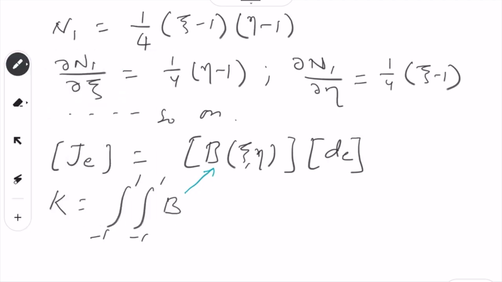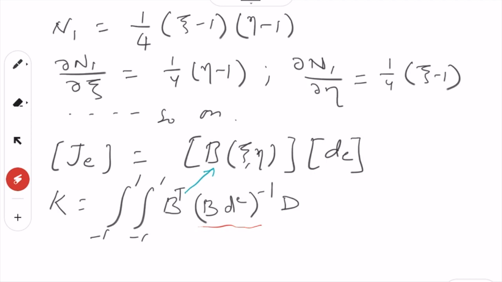So this becomes B transpose, and then J E transpose, but J E inverse. So we are going to write J E inverse basically. J E inverse is nothing but we have to write first B times D E, which is a matrix system. Then an inverse of that, and we get the D matrix. So this one is nothing but J E basically. I'm writing this as J E. The whole thing is J inverse only.